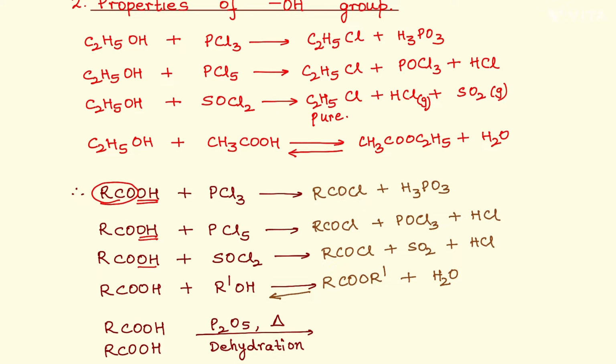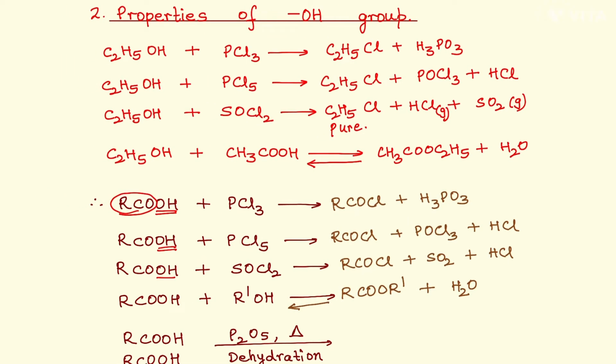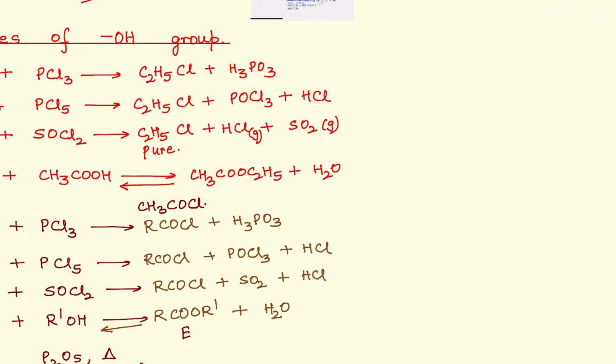You could also try writing the same reactions by replacing the R with any alkyl group. So you could take CH3COOH over here, and then try writing the reaction. So you're going to get CH3COCl, that is an acid chloride, ethanoyl chloride. How am I going to name it?